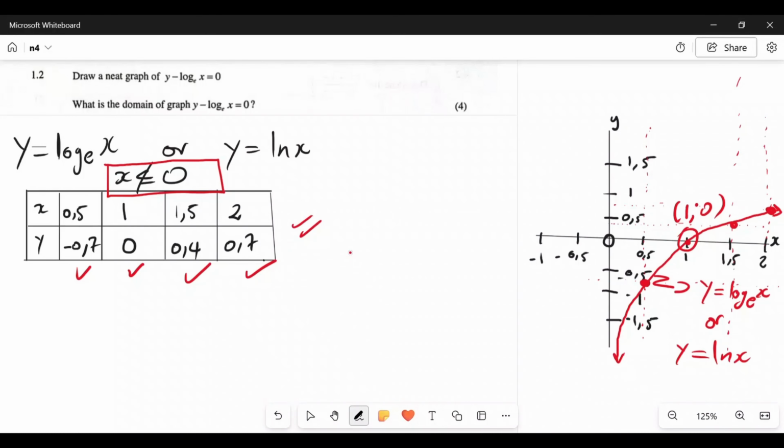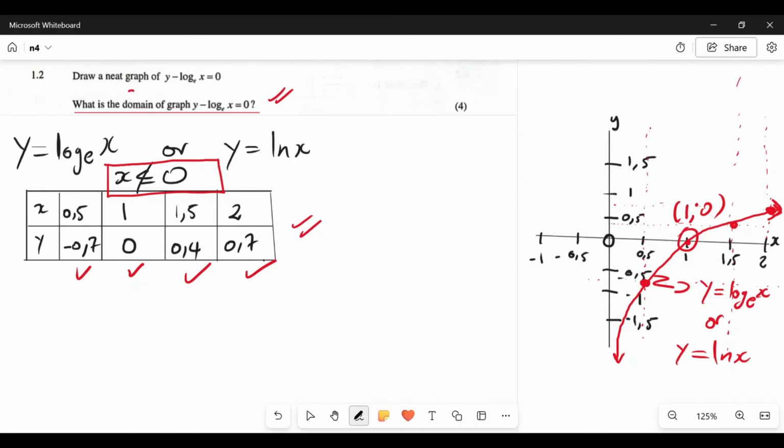All right, guys, we are done with this part of the question. Let's move on to the next part, which is this one here, right? So this part here, they are asking, what is the domain of the graph y minus log base e of x equals 0? So this is the question that they are asking.